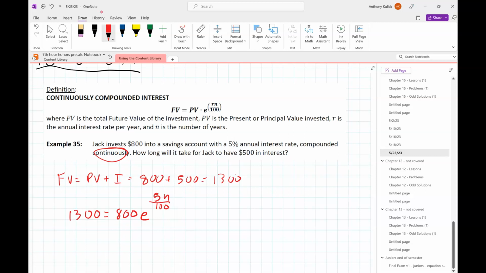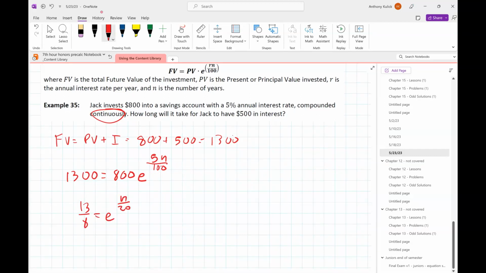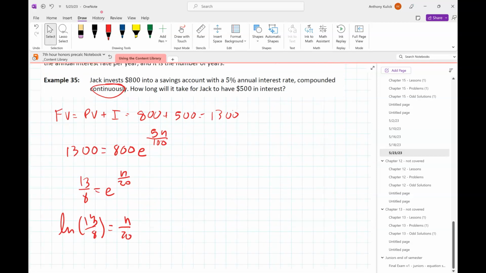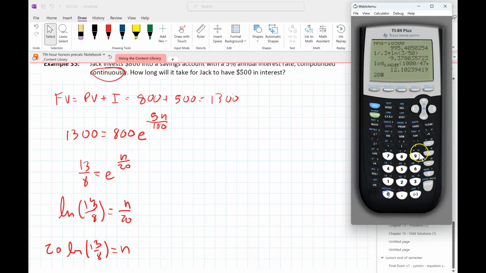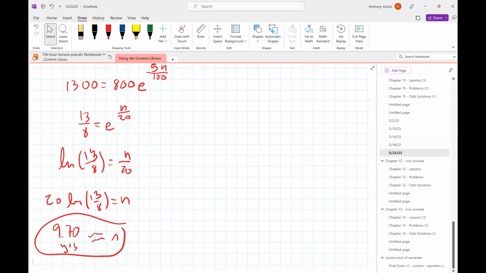Everybody looks good on the setup there? So divide by 800. I'll do some reducing along the way. How am I going to get rid of that exponent base of e? Natural log. This time it's time for the natural log. And then we'll just multiply both sides by 20. And we're at calculator time, my dudes. 20 times natural log of 13/8 is 9.7. Everybody feel okay there?